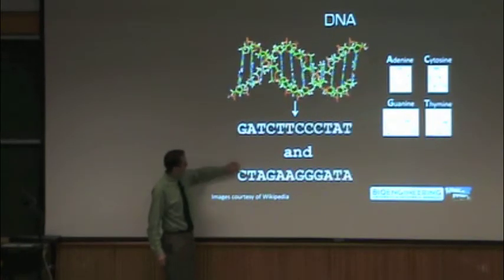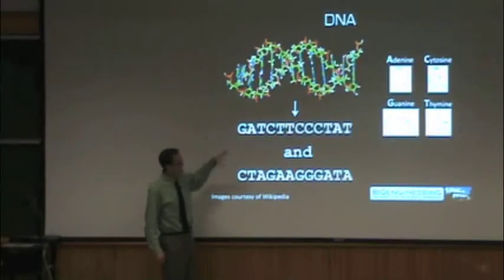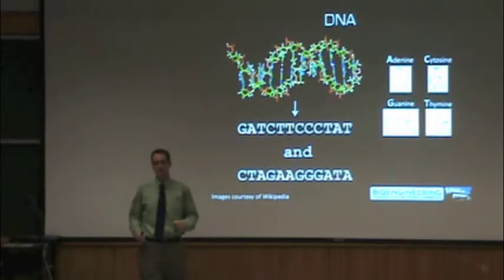And the other side of it, because it's double-stranded, a double helix, has complementary nucleotides. So if I have a G on this side, I have a C on this side, an A on this side, a T on this side, etc. This is the first level of abstraction.